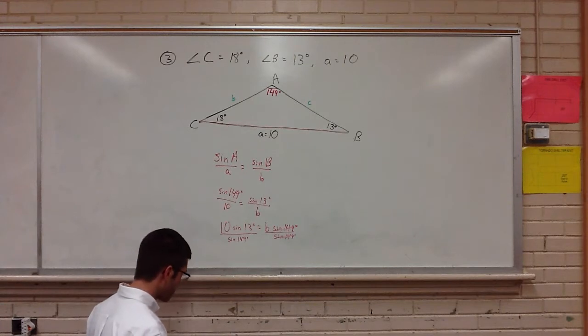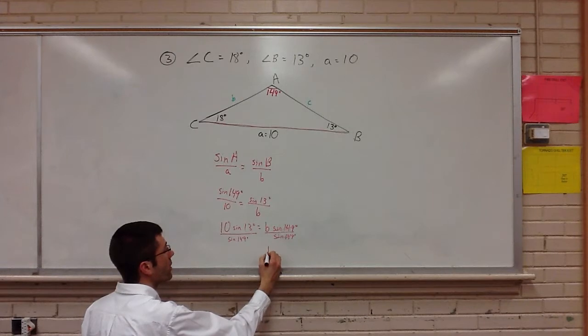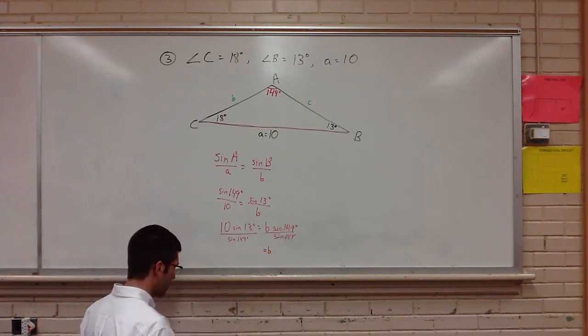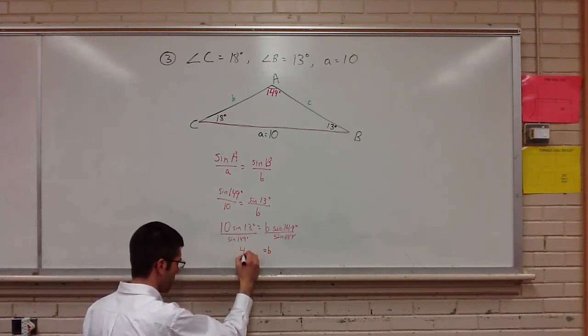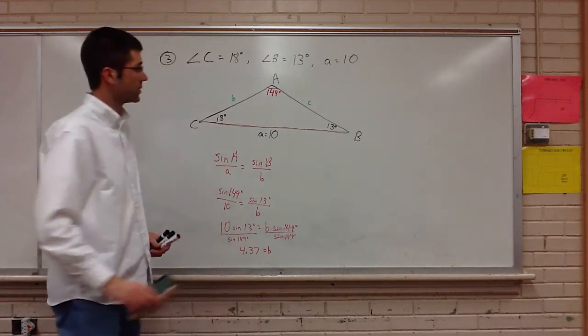Okay. Let's round to the nearest tenth. I'm sorry, hundredth. Let's use 2 decimal places for side lengths. So 4.37, whatever units they are, feet, meters, miles, don't know. There we go, we just found b. Lucky us.